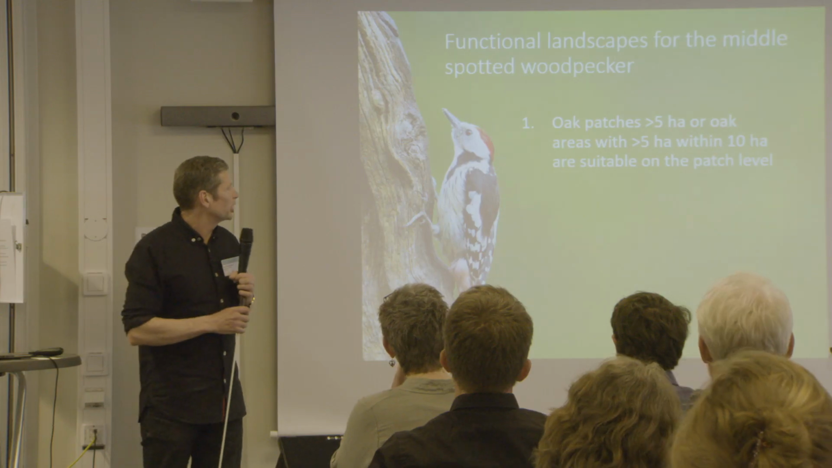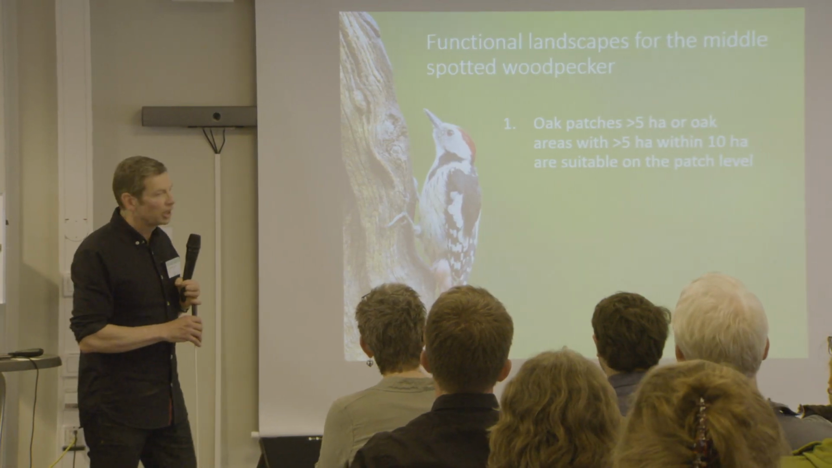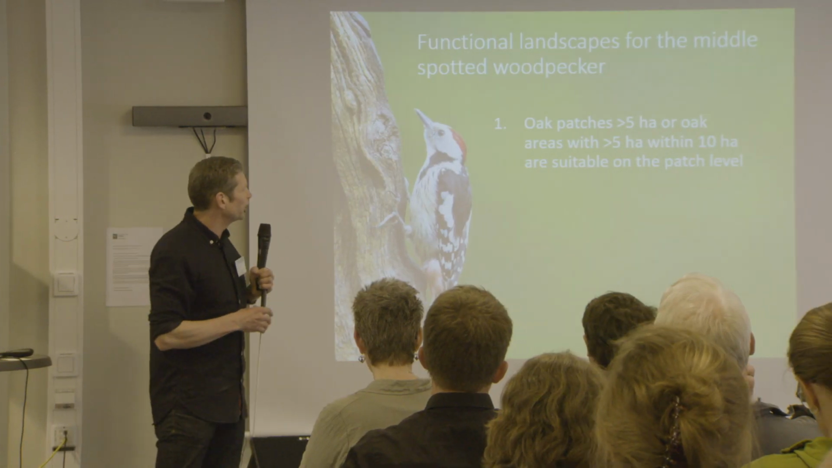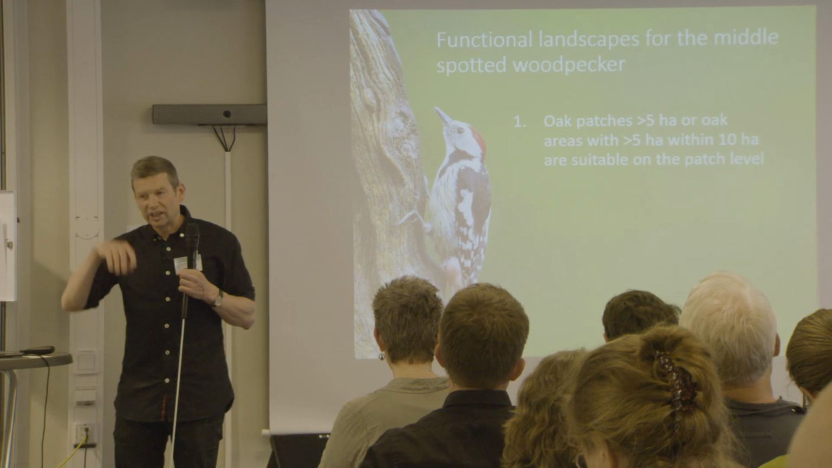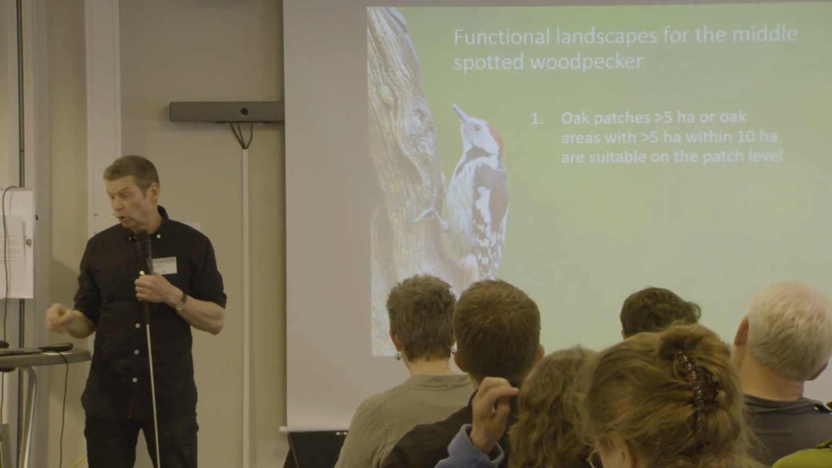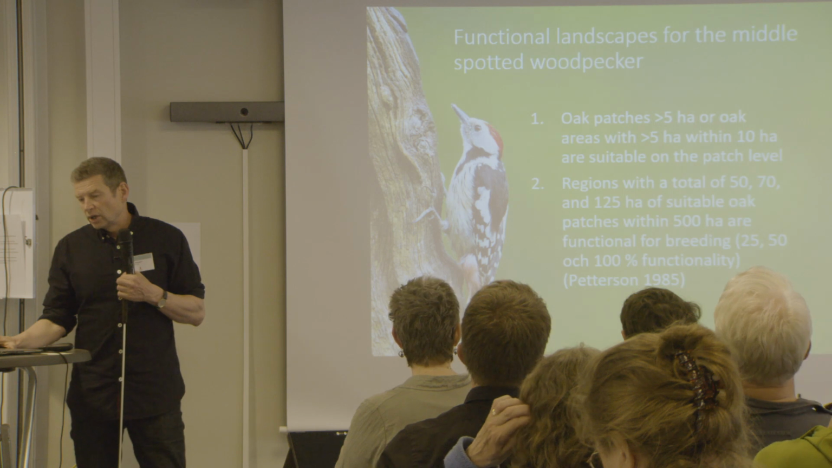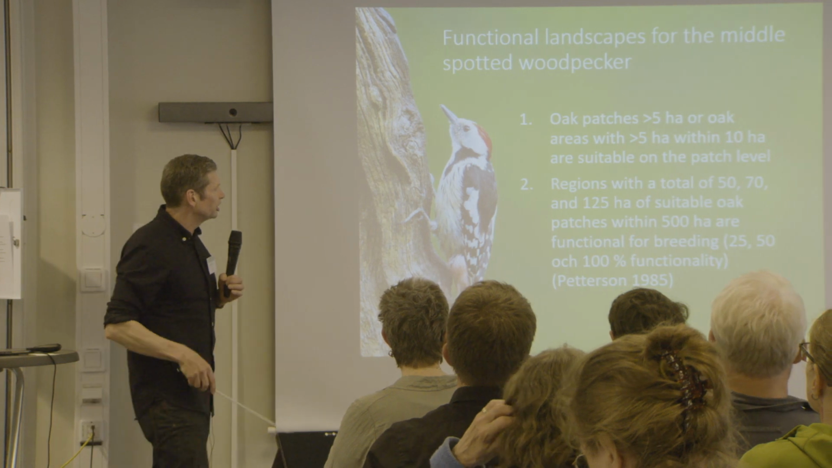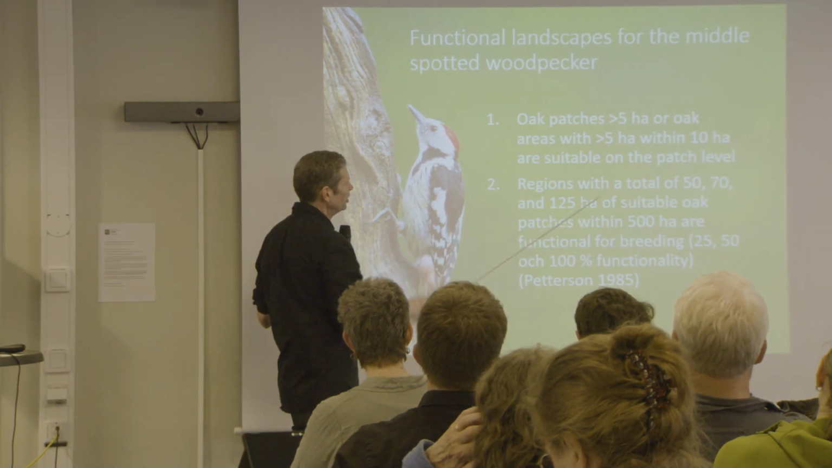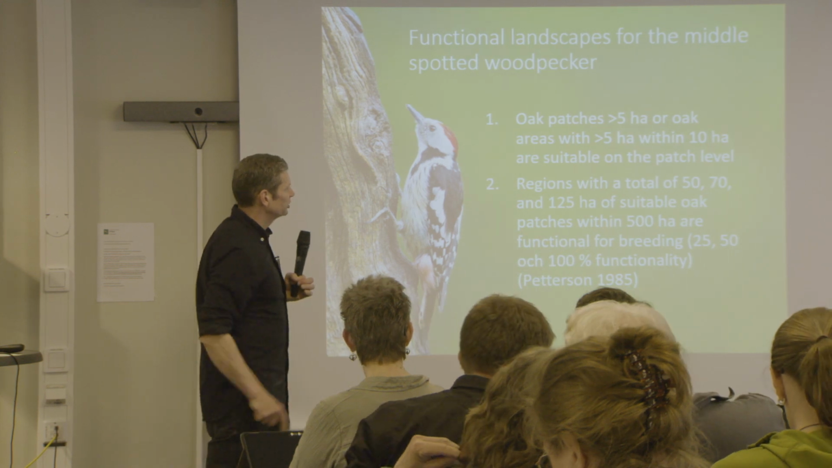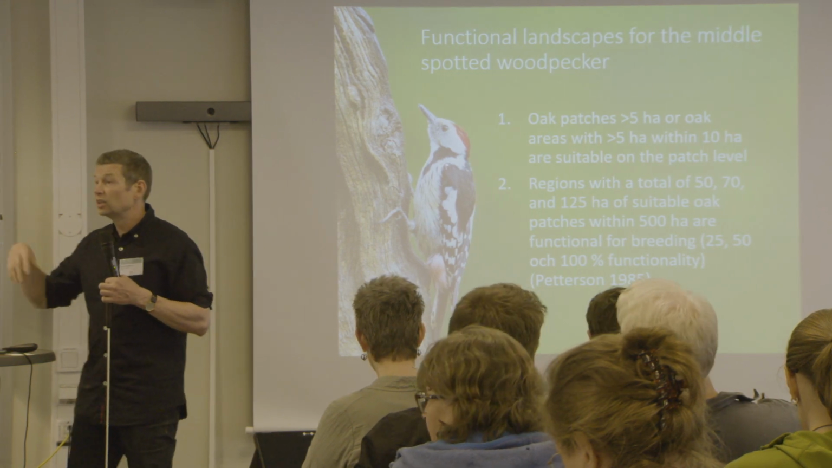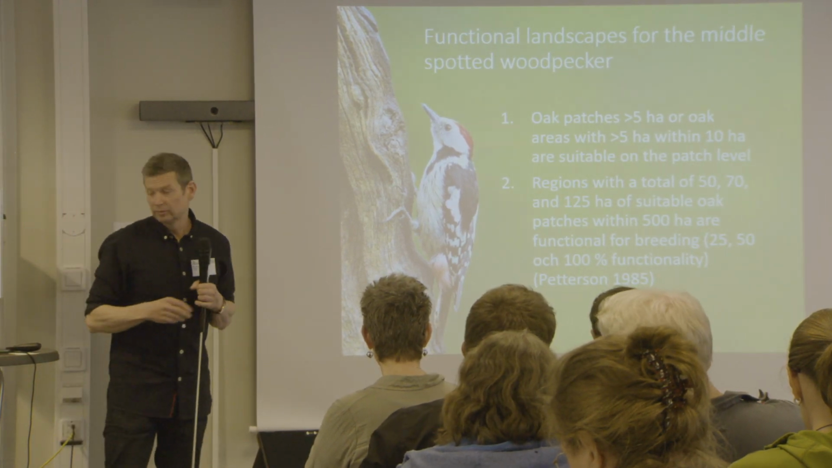For the middle-spotted woodpecker, we did another approach. We just looked at successful breeding attempts for them. And we could see that they need oak patches with more than 5 hectares or oak areas with 5 hectares within 10 hectares. Otherwise, they don't use it at all. But again, for successful breeding, they needed at least 50 hectares within 500 hectares, but more than 125, they had 100% successful breeding attempts.